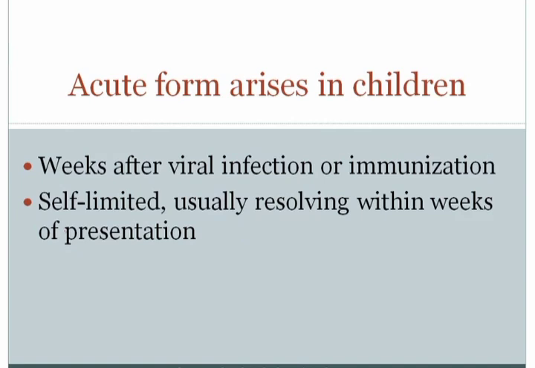Now, the acute form is the form that arises in children. Otherwise stated, why don't we take a step back? This disorder can be divided into the acute form and the chronic form. In the acute form, which classically arises in children, you see thrombocytopenia weeks after a viral infection or immunization. Of course, it's due to autoantibody production of an IgG, which is binding the platelets, resulting in consumption of the platelets. This is a self-limited disorder. It usually resolves by itself within weeks of presentation. The only thing we have to do is support the patient if the platelet count goes down to a very low value.